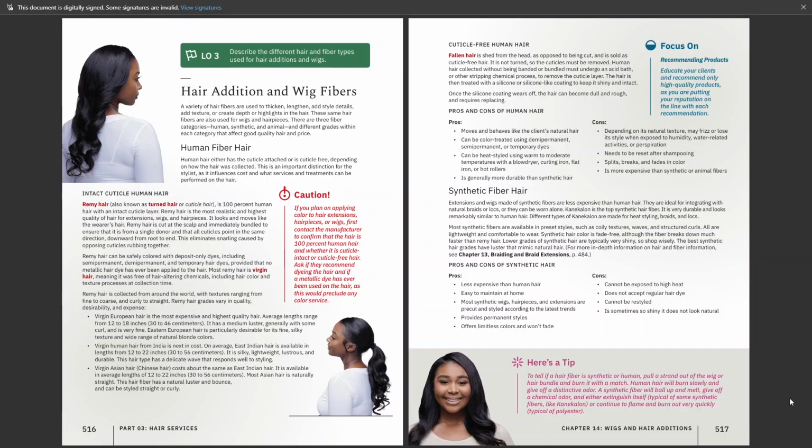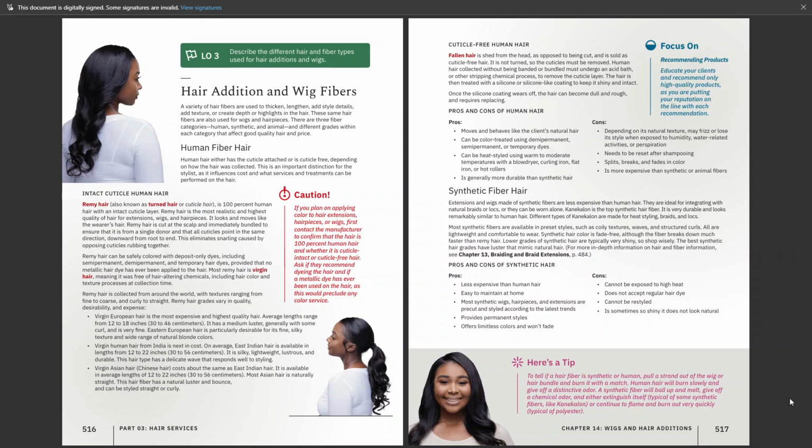Cuticle-free human hair. Whoops, I forgot the caution. How could I forget that with the red and the exclamation mark? If you plan on applying color to hair extensions, hair pieces, or wigs, first contact the manufacturer to confirm that the hair is 100% human hair and whether it is cuticle intact or cuticle-free hair. Ask if they recommend dyeing the hair and if a metallic dye has ever been used on the hair, as this would preclude any color service.